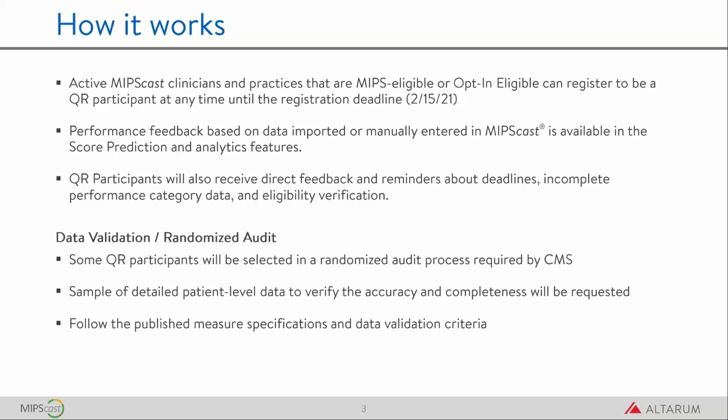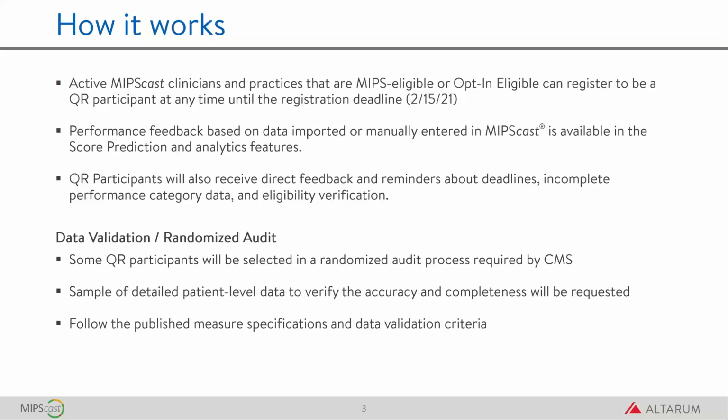Direct feedback that is reminders about deadlines, could be about incomplete performance category data, eligibility verification. So some of that feedback could be that perhaps someone only has 2 or 3 measures entered instead of the normal 6. That may be the case, and that's fine, but we're still going to look for opportunities to help you along the way to maximize your scores.